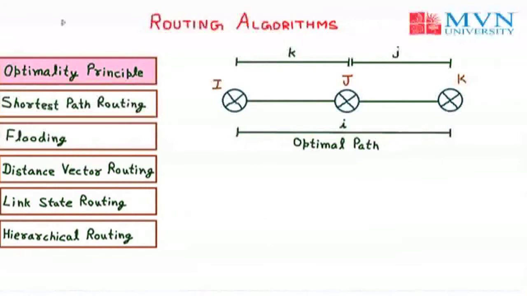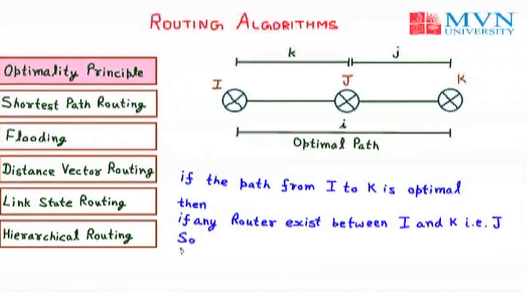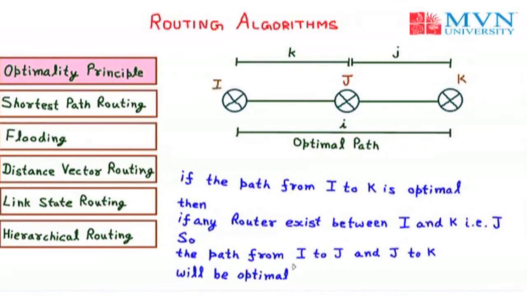So now the optimality principle states that if the path from I to K is optimal, then if any router J exists between I and K, the path from I to J and J to K will be optimal. That is, if the distance between I and K, small i, is optimal, then the path from I to J, small k, will be optimal, and from J to K, small j.